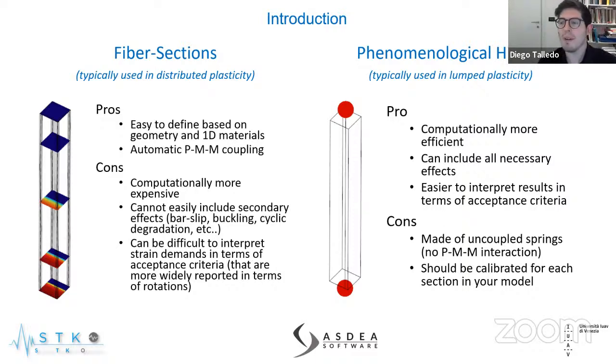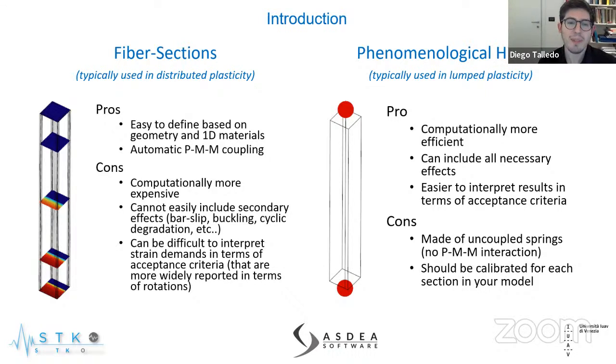On the other hand, we have phenomenological hinges that, as we have said, are typically used in lumped plasticity modeling. For sure, they are computationally more efficient. It's easier, at least, to include all these secondary effects like bar slipping, buckling, cyclic degradation, etc. Of course, on the other hand, this requires a proper calibration of the hysteretic law, and this is not always a simple task. And it's also easier to interpret the results in terms of acceptance criteria because we have the results in terms of rotations.